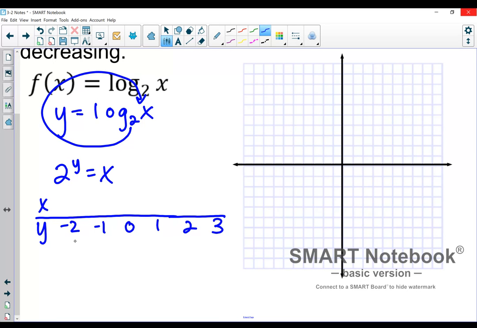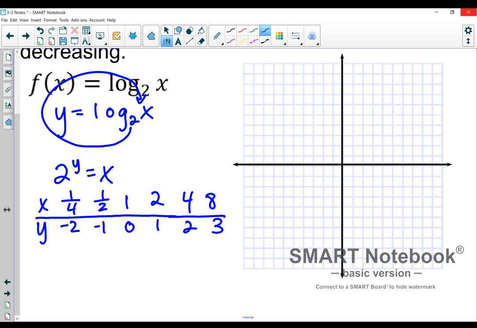So 2 raised to the negative 2 power is 1/4. 2 raised to the negative first power is 1/2. 2 raised to the 0 power is 1. Let's see, this is 2. 2 squared is 4. 2 to the third power is 8. So this should seem really familiar, but we're doing it backwards.